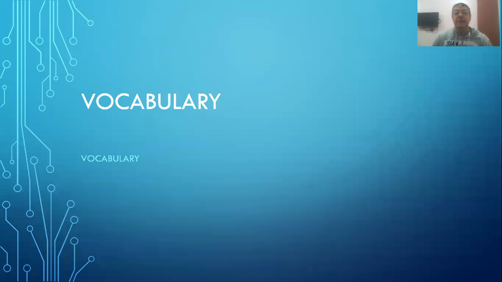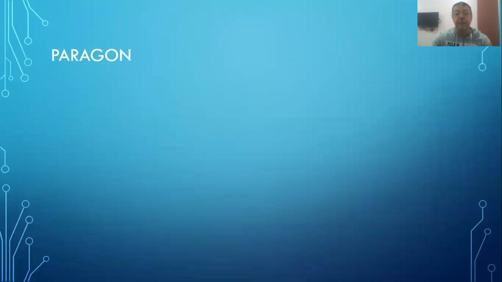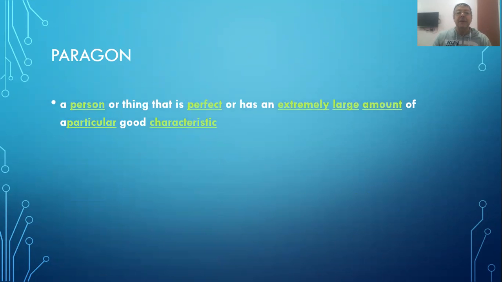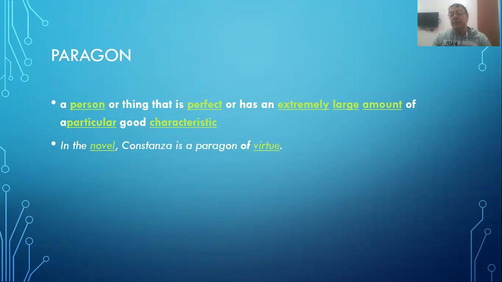All right. So, as I said, we are going to discuss some vocab items today. The first word we will talk about is paragon. Paragon is a noun and it means a person or thing that is perfect or has an extremely large amount of a particular good characteristic. For example, in the novel, Constanza is a paragon of virtue. You can also say he is a paragon of strength or he is a paragon of courage, for example.